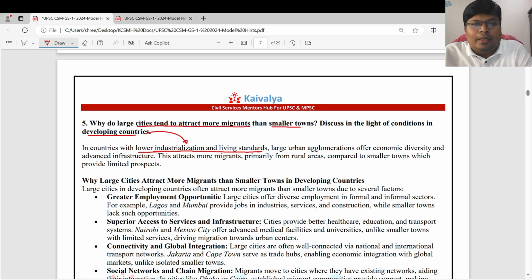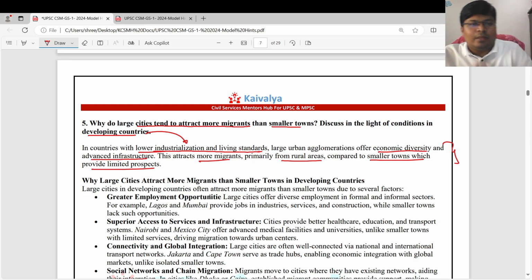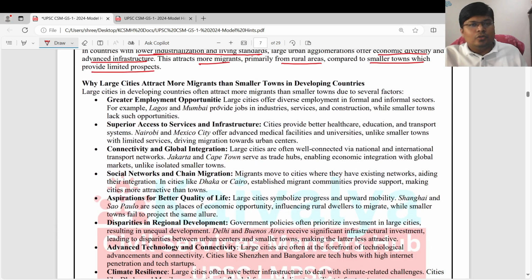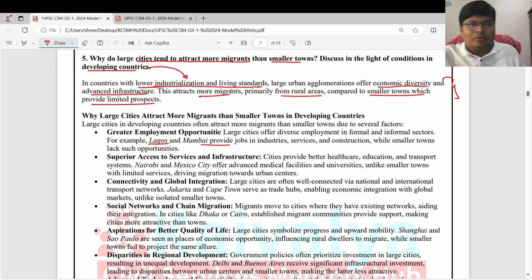Then why do large cities tend to attract more migrants than the smaller towns? Then you can simplify it: a large urban agglomeration offers economic diversity and advanced infrastructure. In one line, you have just given the reason. This attracts more migrants, primarily from rural areas, compared to smaller towns, which provide limited prospects. In another dimension, you could have mentioned the examples, if you know them. Then, in the first part, why large cities attract more migrants than smaller towns in developing countries, the reasons have been given, and to support the reasons, examples are given over here. So I think this question was doable.